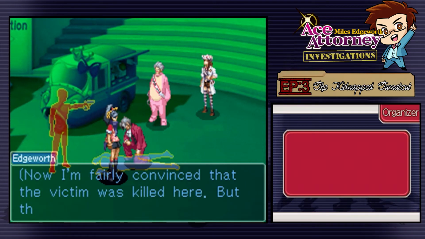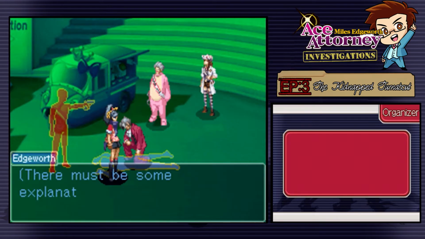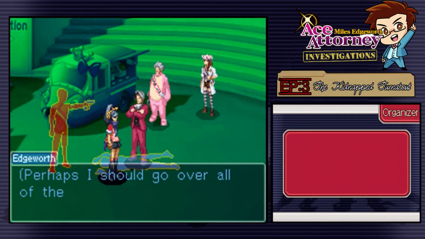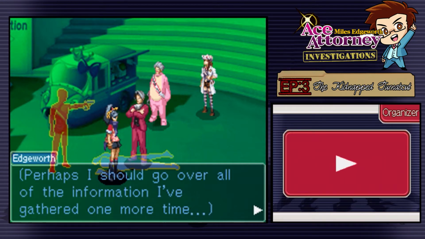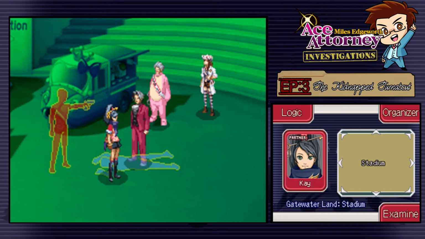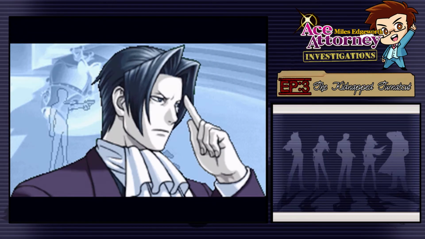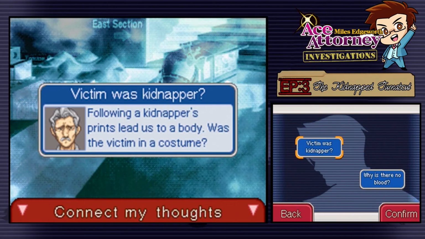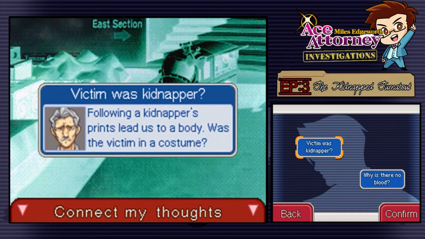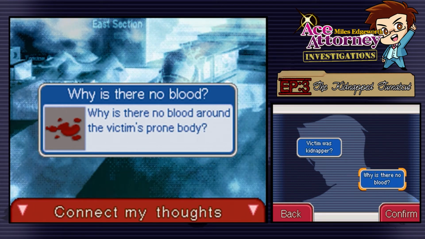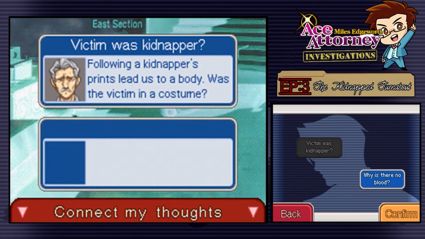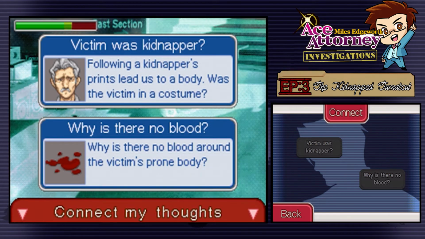Now I'm fairly convinced that the victim was killed here, but then why is there no blood? There must be some explanation for this contradiction. Perhaps I should go over all the information I've gathered one more time. Well, what logic do I have? Oh, victim was kidnapper. Following kidnapper's prints lead us to a body. Costume! He was in a costume!